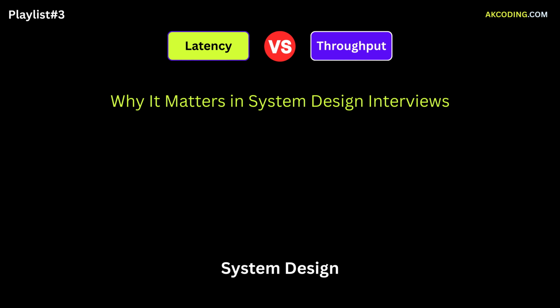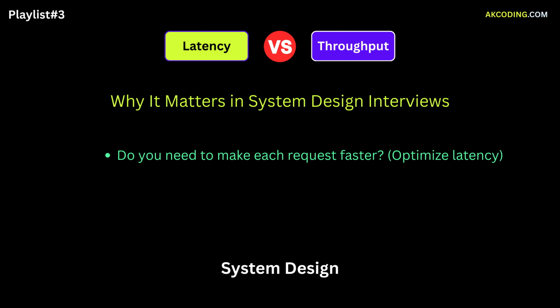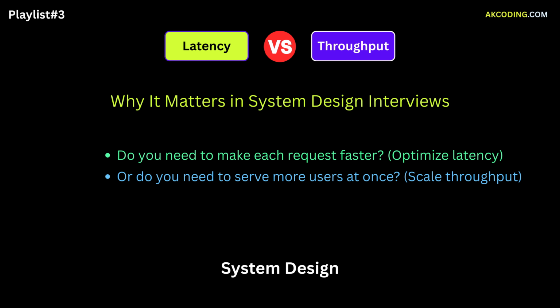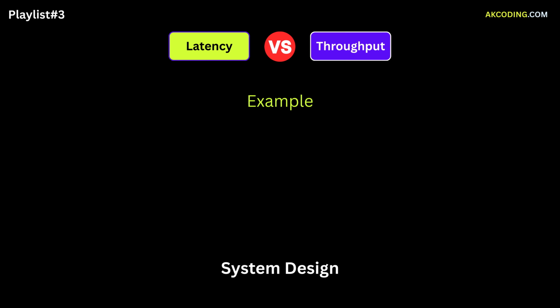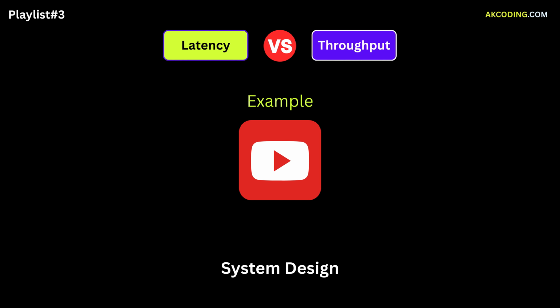In system design, understanding latency versus throughput helps you decide: do you need to make each request faster, that is optimize latency, or do you need to serve more users at once, that is scale throughput? For example, Netflix cares about latency when you hit play. You don't want to wait 10 seconds for the video to start. YouTube cares about throughput because millions of people are watching videos at the same time.